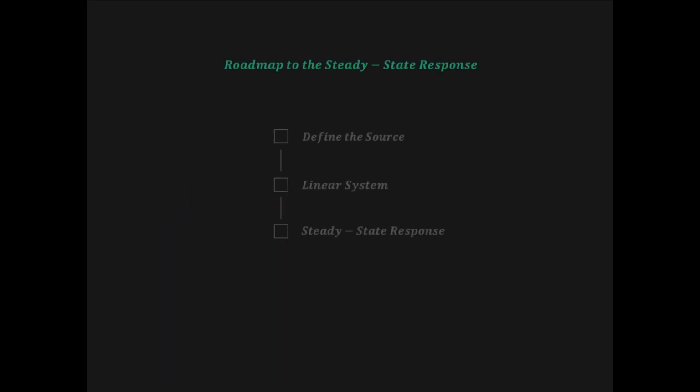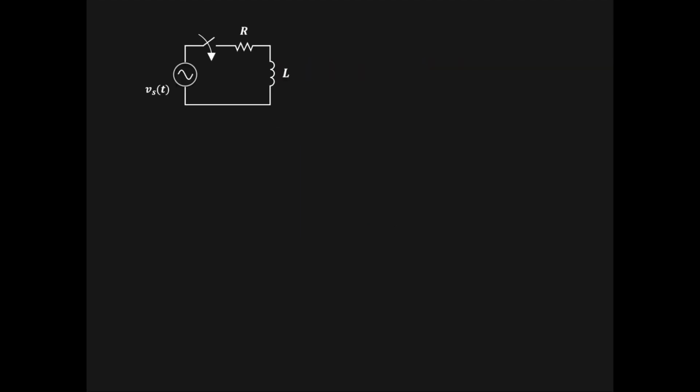Now that we've completed our analysis of the source, and keeping top of mind that we're dealing with a linear system, let's look at the response when the system is being excited by the source. Revisiting our series RL system, we want to affirm that time starts at the moment the switch is closed. The goal is to calculate the current response after the switch has been closed, that is, i of t when t is greater than or equal to 0.